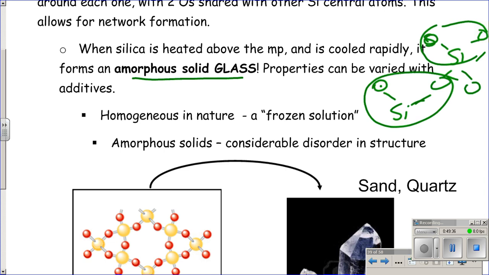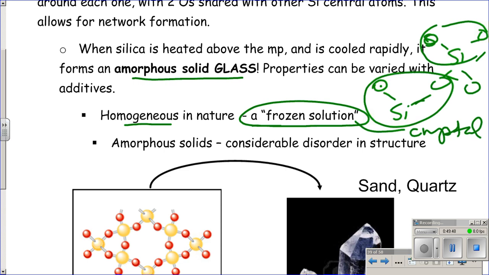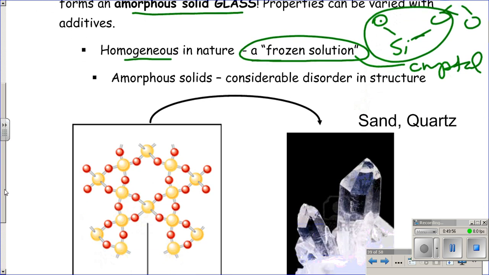So if you can make a homogeneous solution, homogeneous means the same throughout, same structure throughout. So that's going to be more of what we call the crystal, whereas amorphous solids are going to be more like glass. I don't have a picture of glass up here. I don't think I do.